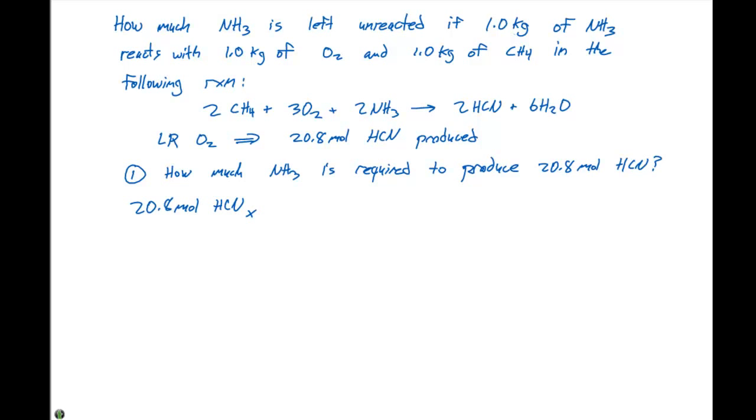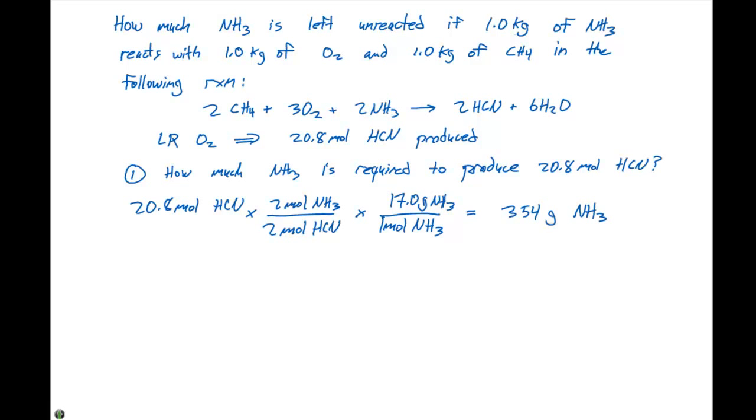And we know from our balanced chemical equation that for every 2 moles of HCN, we have 2 moles of NH3. We now need to convert the moles of NH3 over to grams of NH3. So 1 mole of NH3 is 17.0 grams of NH3. When we do our conversion factor and do the math, we get 354 grams of NH3.